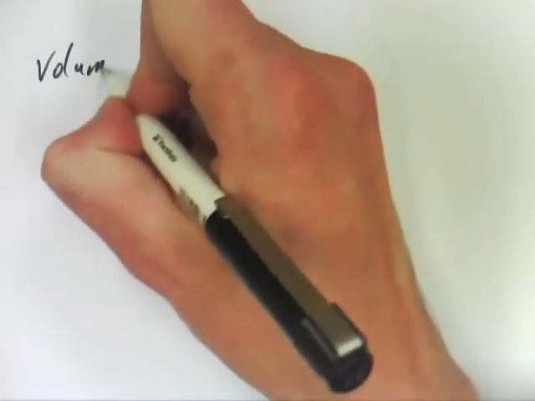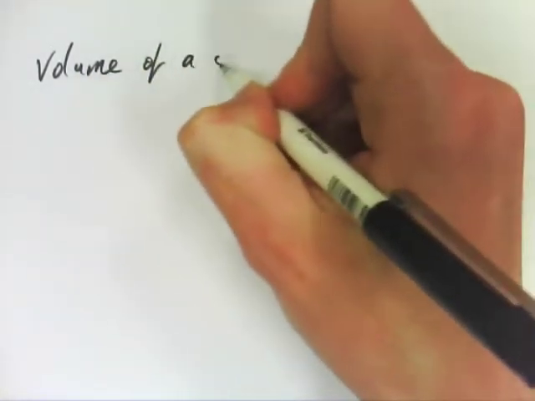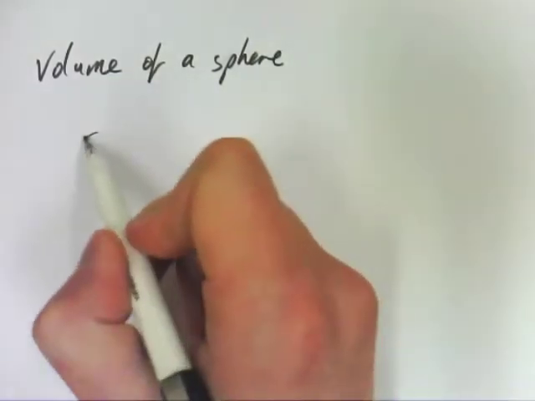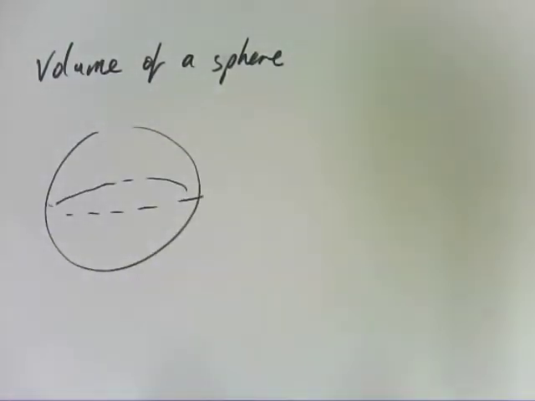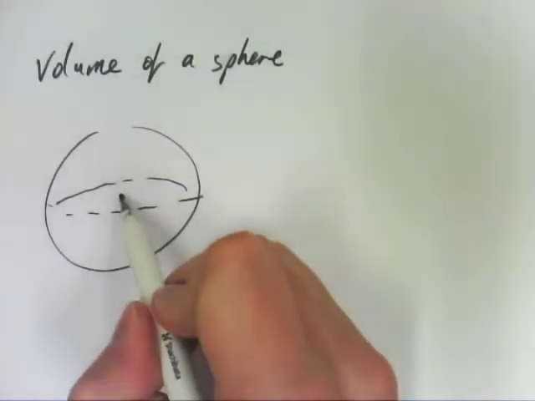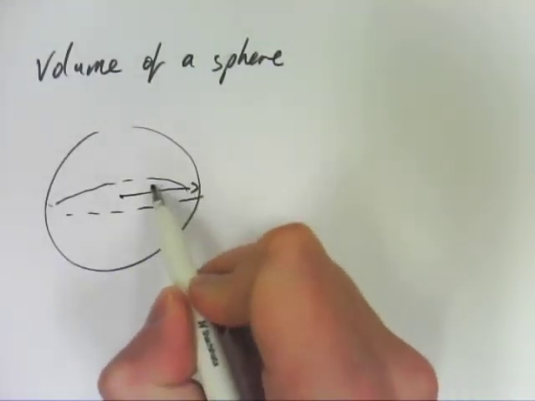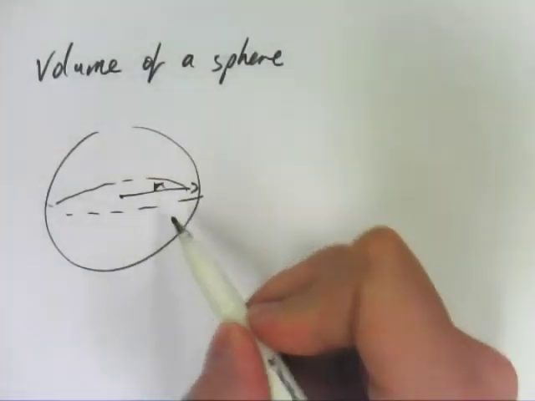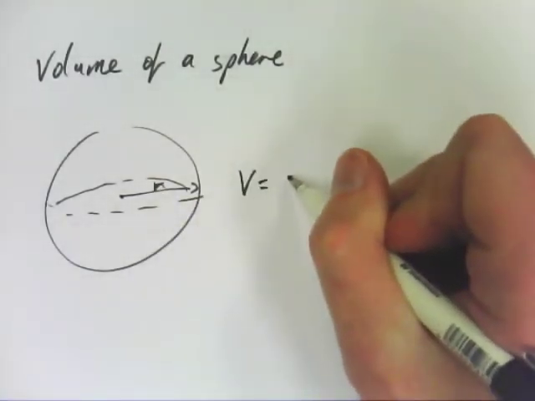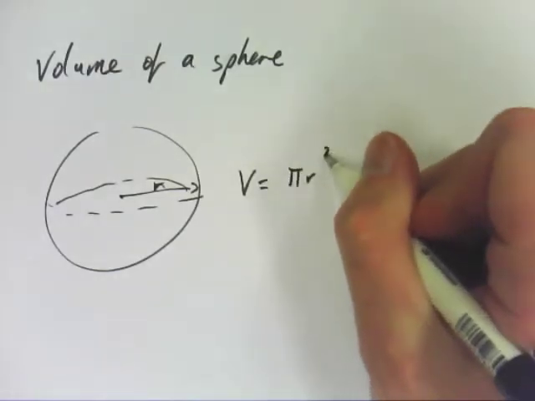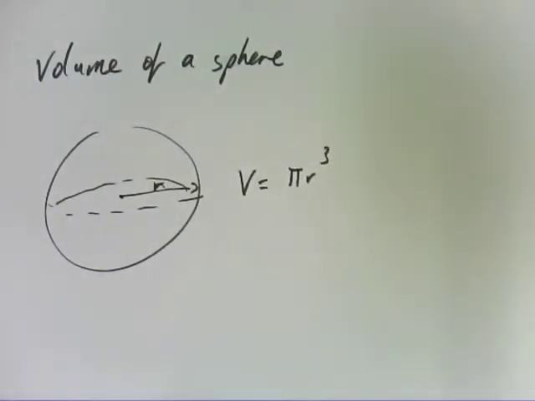A sphere, volume of a sphere. Okay, doing my dodgy sphere again. This is quite easy, surprisingly. The radius is the only dimension you need. The volume is equal to pi r cubed. Simple as that.